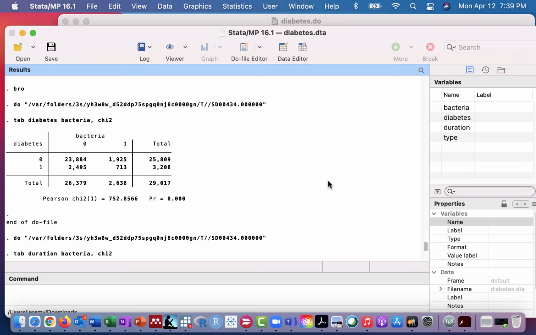Again, the p-values are really low. P-value 0.000 means it's statistically significant. The bigger the difference, the more statistically significant it is.